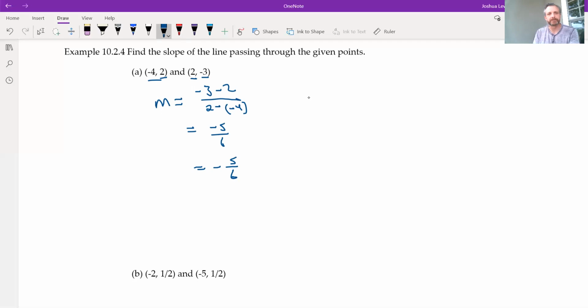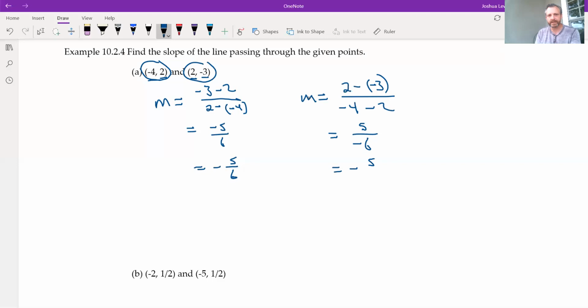I want you to notice something. What if we had done this the other way? What if instead I had used that point, then that point? So in other words, instead of doing negative 3 minus 2, what if I did 2 minus negative 3? And what if then I did negative 4 minus 2? Well, look what happens. 2 minus negative 3, that's 2 plus 3, and negative 4 minus 2, negative 6. And so you get, again, negative 5/6, the same slope.